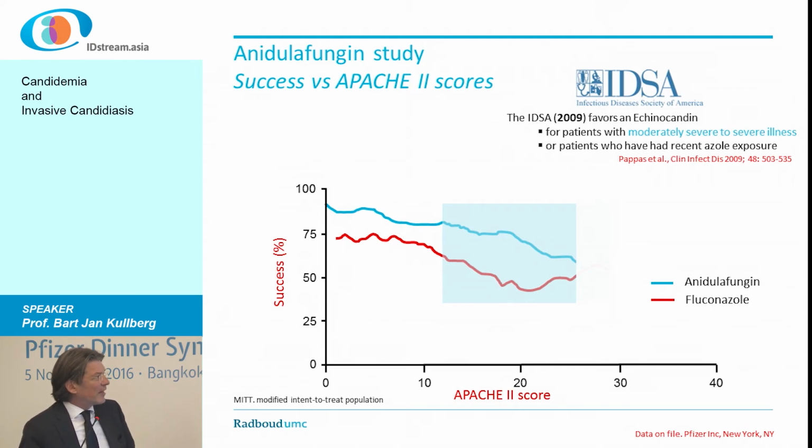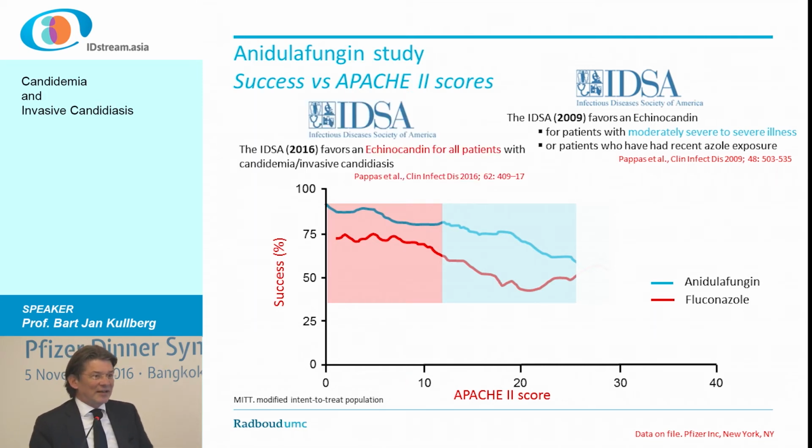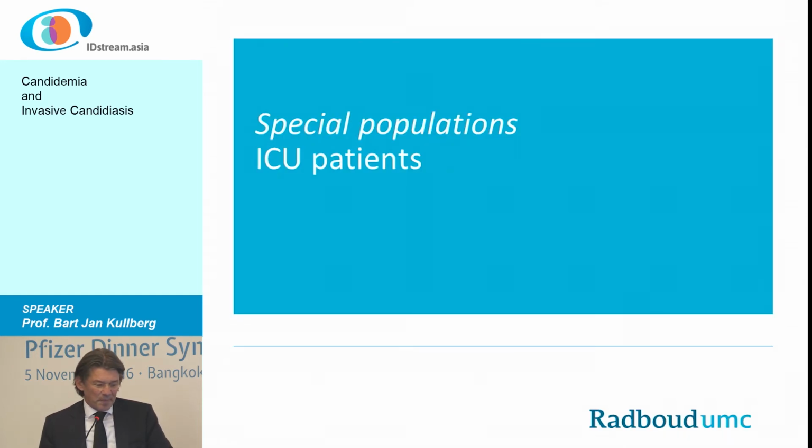And you can also see that there is not really a cutoff. So the question, what does it exactly mean, moderately severe illness? Nobody can tell you because it's a continuous slope and there is no real cutoff. But how about these patients? Consistently also in the patients with very low to zero Apache 2 scores, there is a consistent difference favoring the echinocandin. And exactly this thought has prompted the IDSA in 2016 to recommend an echinocandin for all patients.